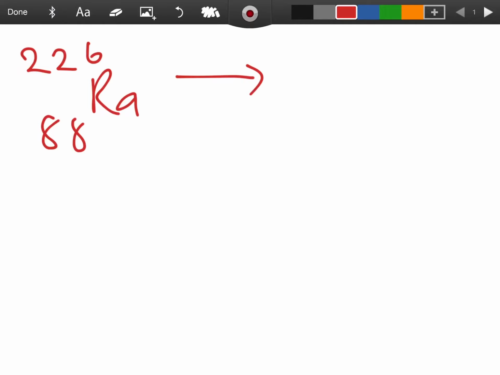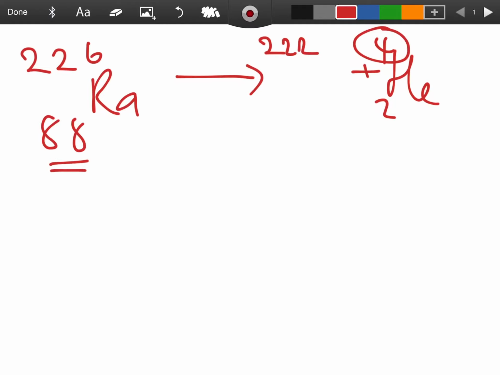All right. Now they're telling you that it's alpha emission this time. So alpha, we said, was the same thing as a helium nucleus. So alpha particles are 2 protons and 2 neutrons. So you have to decrease the mass number by 4. So you're going down to 222 from 226, look. And then what's going to happen to the atomic number? Okay, the atomic number has to decrease by 2. So you're getting 86 there.